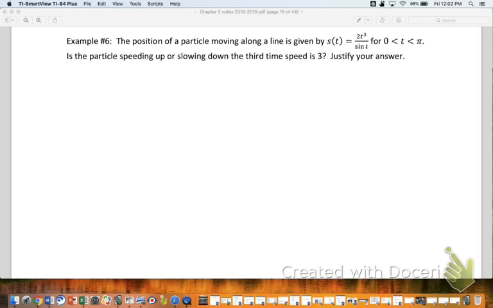Okay, so it says position of the particle moving along a line is given by S of t, and you got S of t right there for the interval open on 0, open on pi. This particle speeding up or slowing down the third time, the speed is 3.